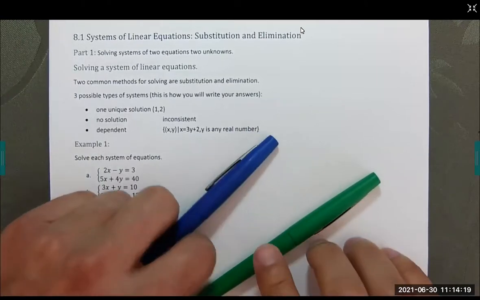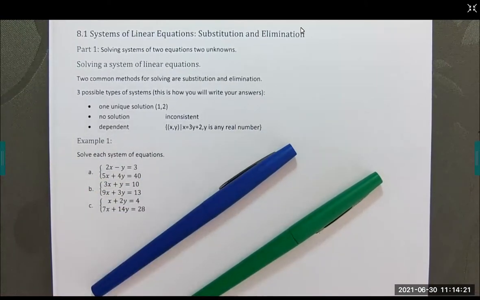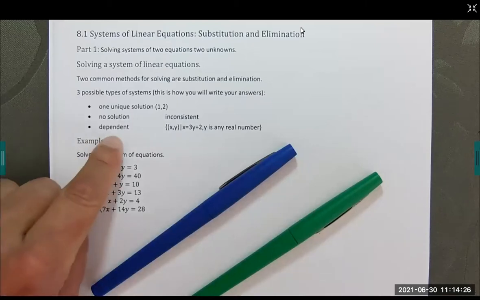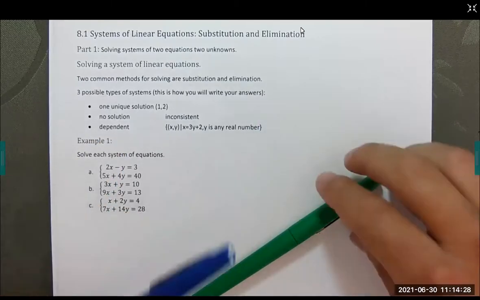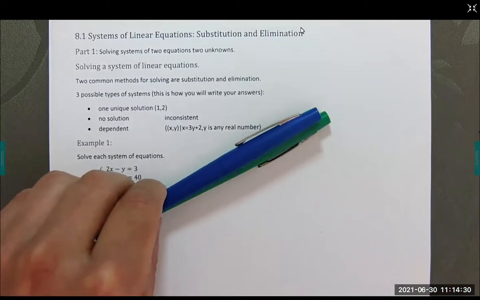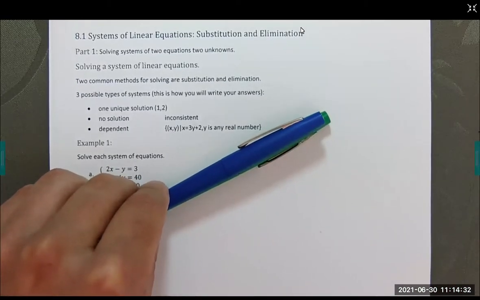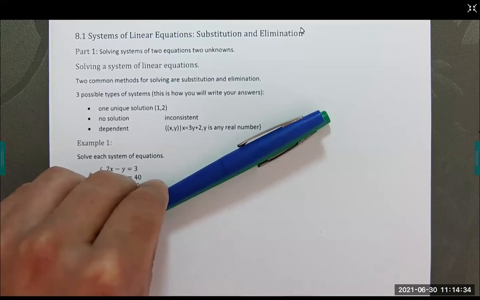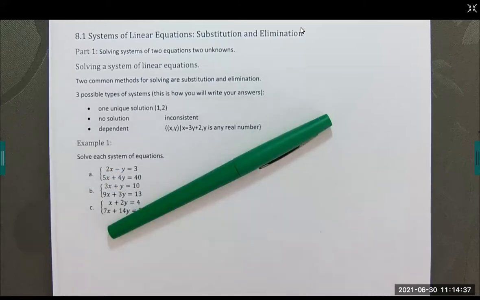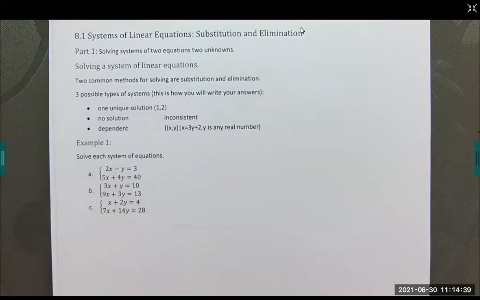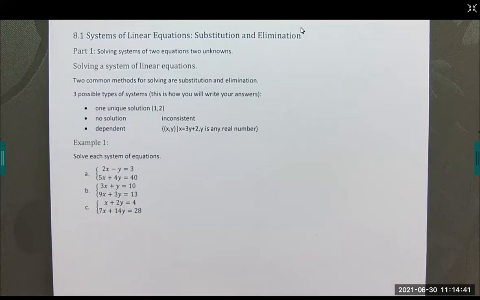And what that looks like is that you have two lines that are parallel, meaning they're never going to cross one another ever. The third option is when they're dependent. And what that means is the one line is actually the other line just rewritten. So they're actually the two of the same line. So there's an infinite number of solutions there. And that's what we call dependent. So let's start with part A.